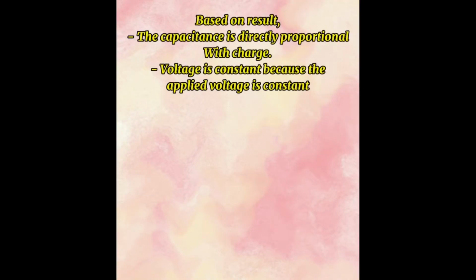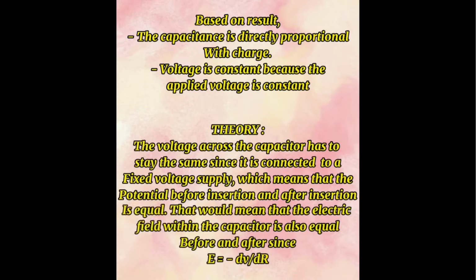Based on the result, the capacitance is directly proportional to charge, and the voltage is constant because the applied voltage is constant. And the theory is the voltage across the capacitor has to stay the same since it is connected to a fixed voltage supply, which means that the potential before insertion and after insertion is equal. That will mean that the electric field within the capacitor is also equal before and after, since E equals negative dV over dr.